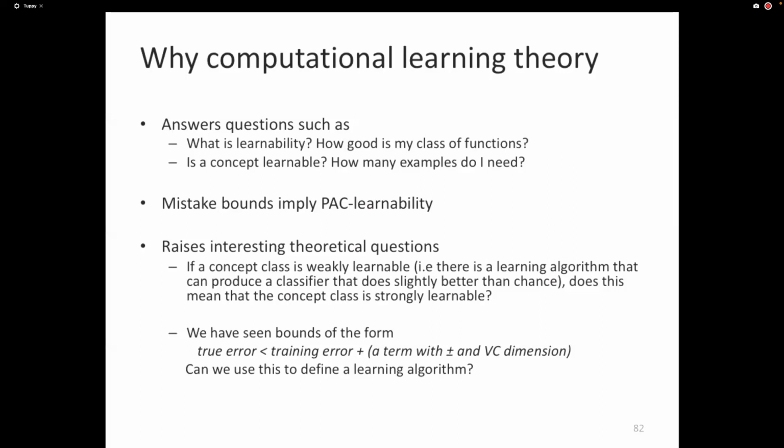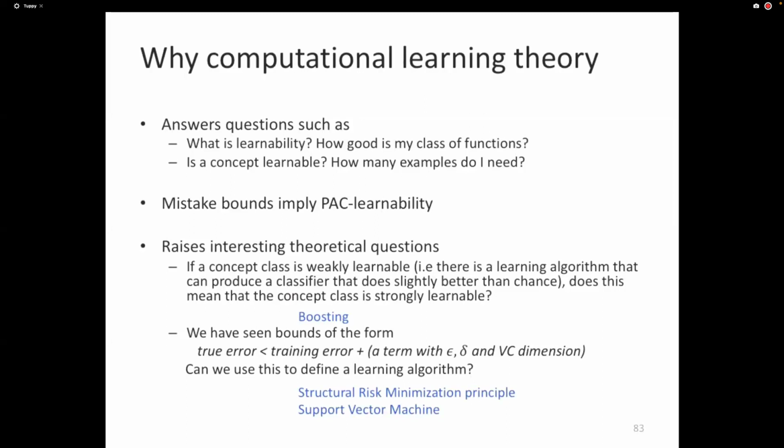If a concept class is learnable weakly, that means that you have a learning algorithm that can produce a classifier that is slightly better than chance, but not really great. Can you do something with that? This was a theoretical question, and that's going to be the next topic of our discussion. It directly led to this idea of boosting, and it formalizes the idea of ensembles.